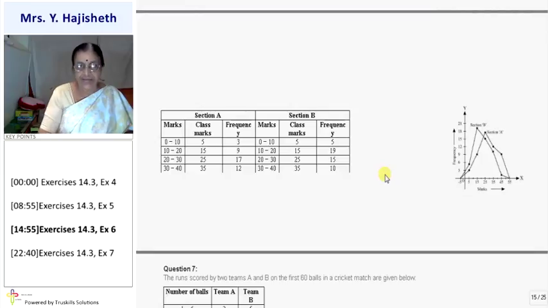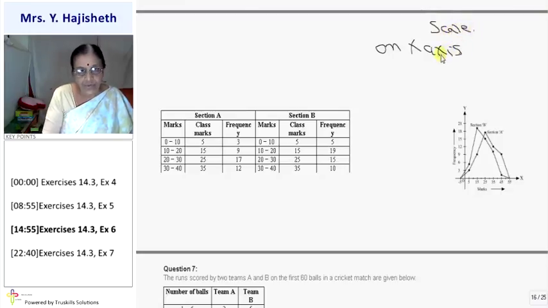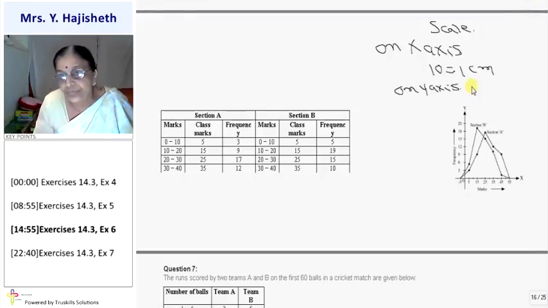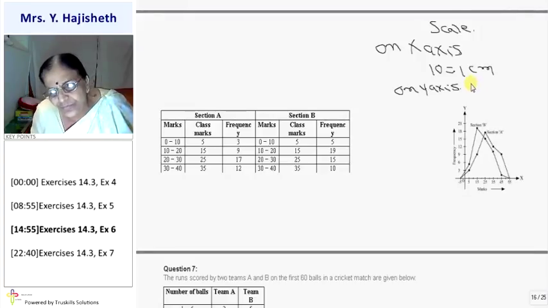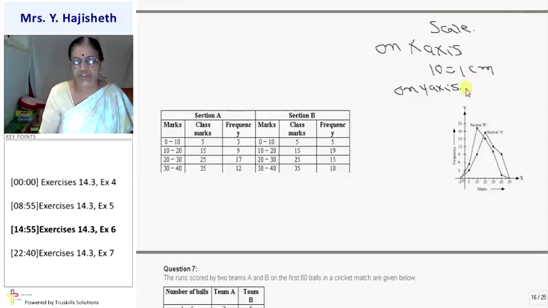Now I will take the same scale for both the data. The scale on the x-axis is 10 is 1 centimeter. On the y-axis, the scale is 3 is equal to 1 centimeter.